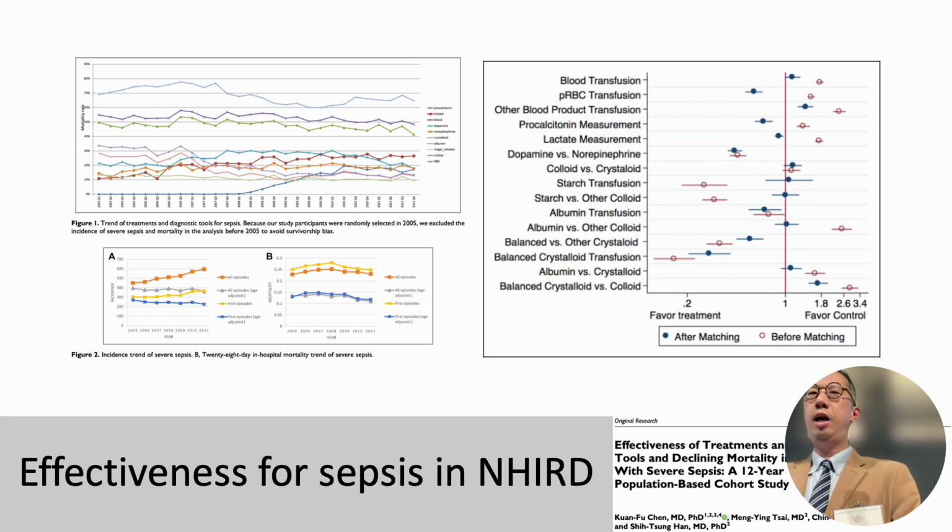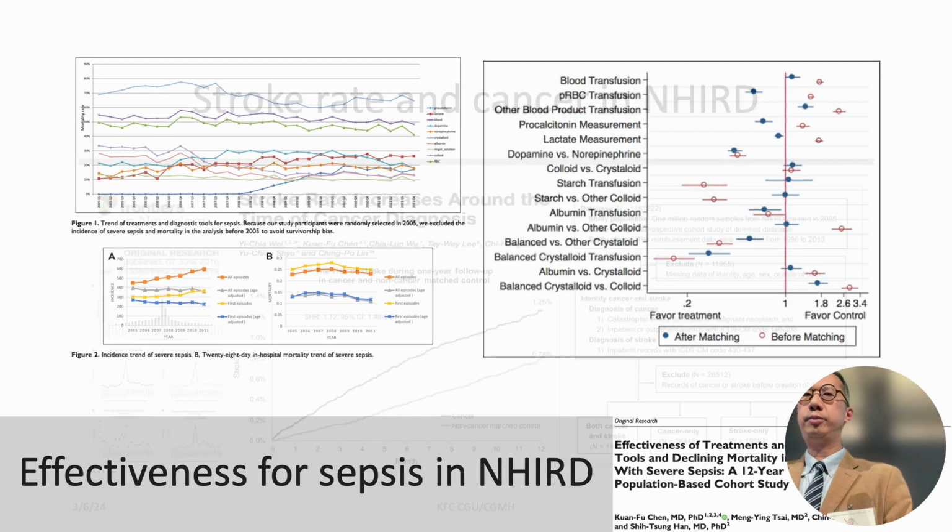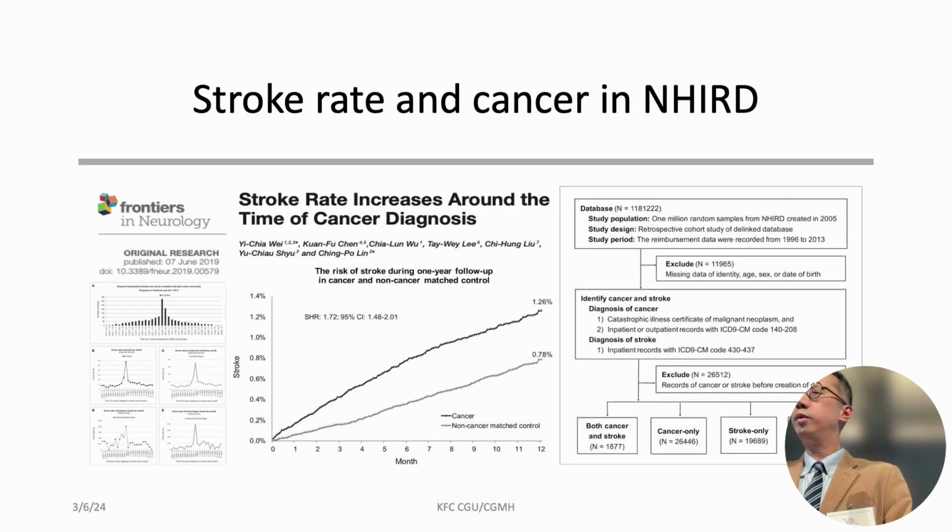Furthermore, using the Taiwan National Health Insurance Research Database, we've also observed trends in sepsis incidence and mortality, noting an increase in incidence but a decrease in mortality, possibly due to improved guideline adherence. Our analysis of this database also uncovered a notable association between stroke and cancer. This finding encouraged further research to explore the underlying mechanism and potential clinical implications.